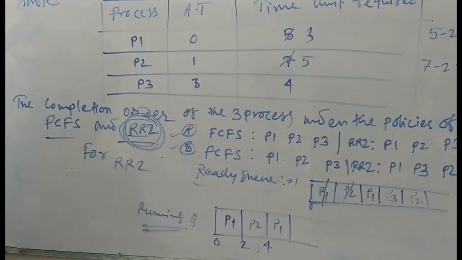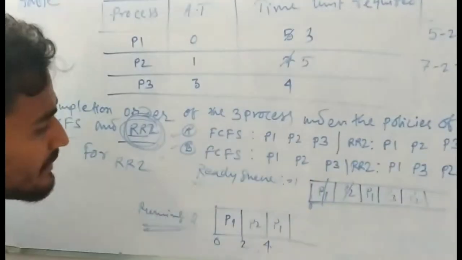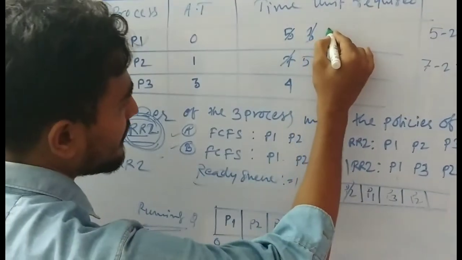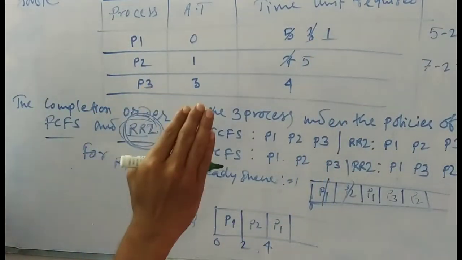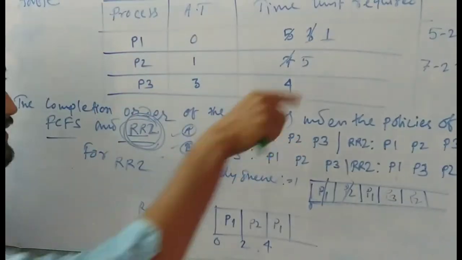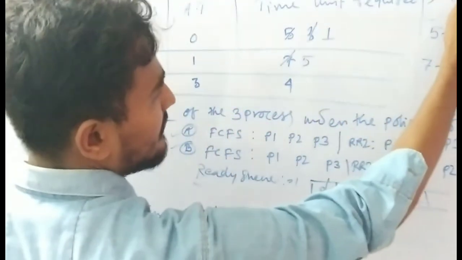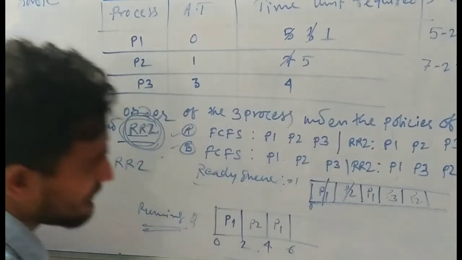Okay, P1 continuing 2 times. That means 2 times means 1. Sir, why? 3. Subtract 2 from 3. That means 1. Okay, 3 minus 2 means 1. Okay, I am just writing it.